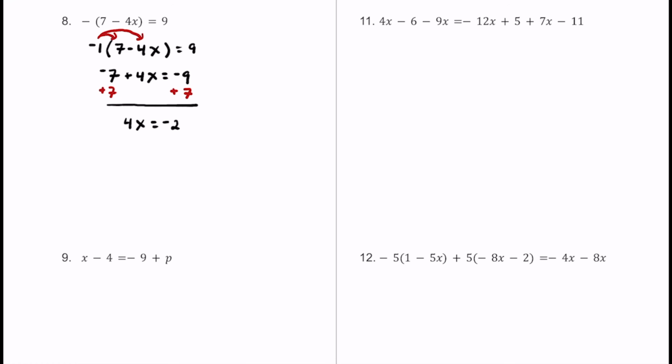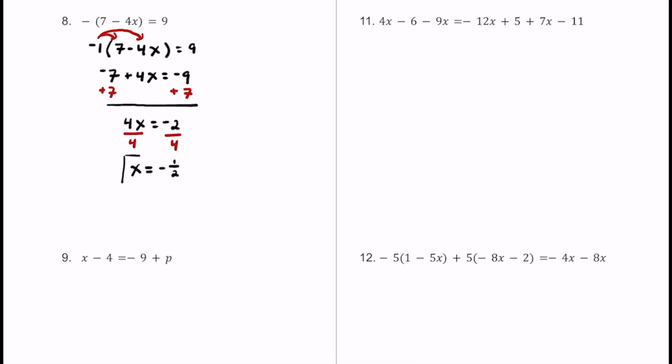Okay, so then we can go ahead and divide both sides by 4, so we get a coefficient of 1. This 4 over 4 will be 1, so we get 1x, or just x. And on the right side, we have this -2 over 4. If we simplify this, this will be just -1/2.